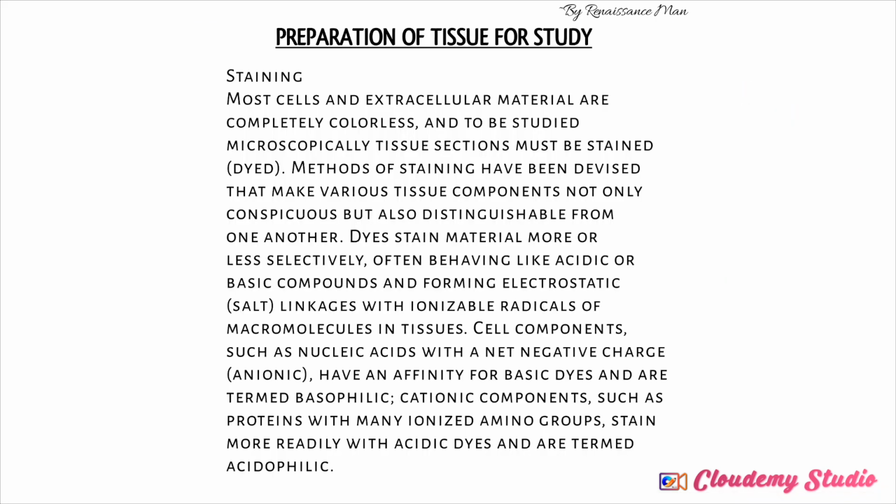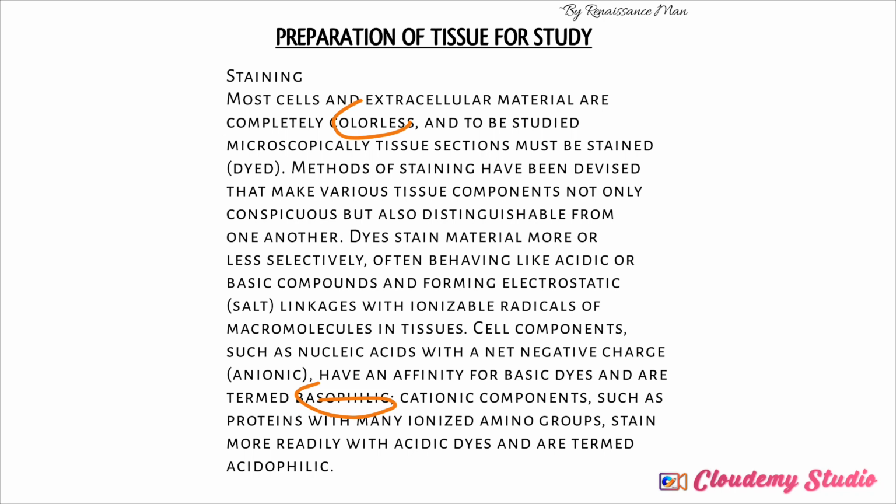Now, most cells and extracellular material are completely colorless. So for us to study them under the microscope, you have to stain them. We now have different types of staining. Dye stained materials behave more or less selectively, often like acidic or basic compounds, forming electrostatic linkages with ionizable radicals of macromolecules in tissues. Cell components such as nucleic acid, having a net negative charge, have affinity for basic dye and are termed basophilic. So they have affinity for basic dyes. They are termed basophilic.